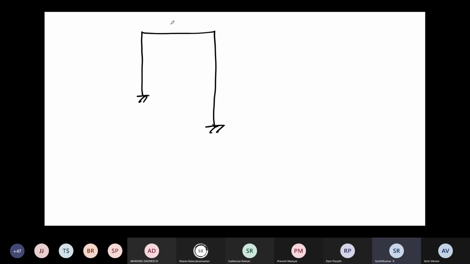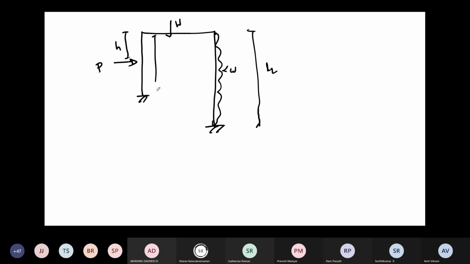Okay, now I have the frame. Here W is there, here P is there. This is H. Here W is there. This is H2. This is H1. So now I want to find sigma H, summation of H equal to 0, for the whole frame. I just require what is my HA and what is my HD.